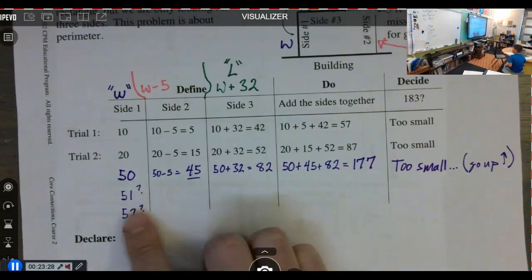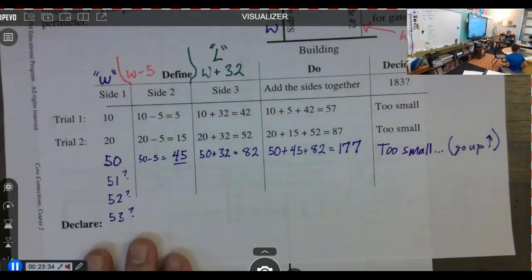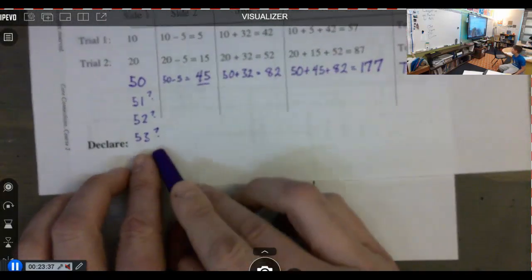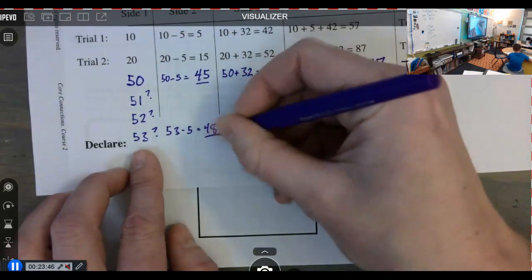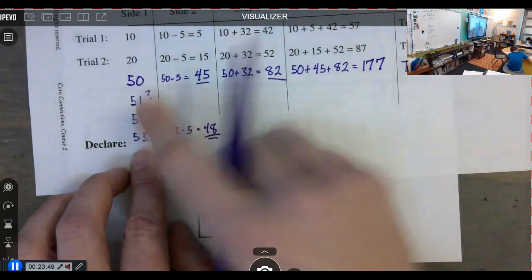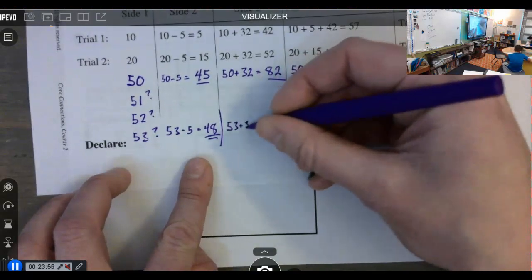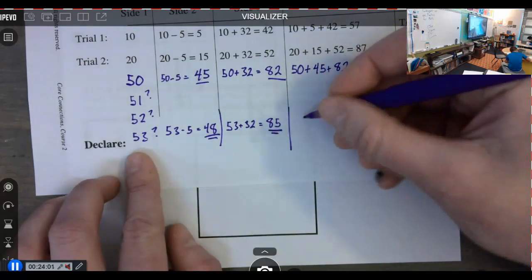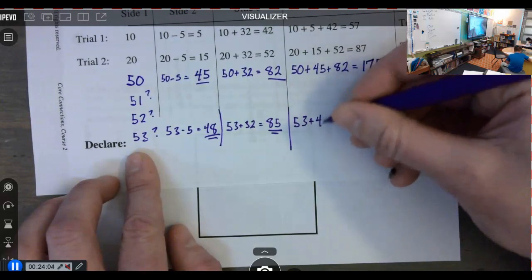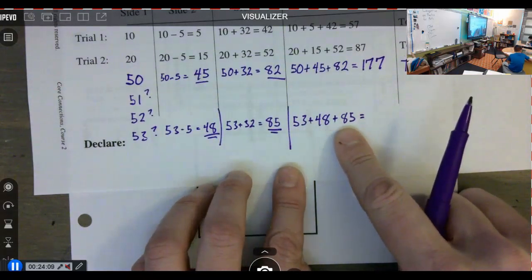Raiden, have you figured out what might work? 53? Yeah? All right, let's try this. If we make that 53, then 53 minus 5. And guys, I like to underline the numbers that I'm going to be using just to make sure that, oh yeah, that's the important one. 53 plus 32, 85. So 53. And does this come out? Yeah. 186.